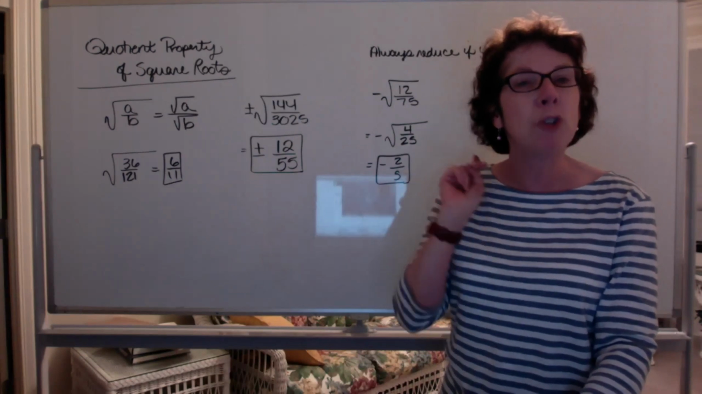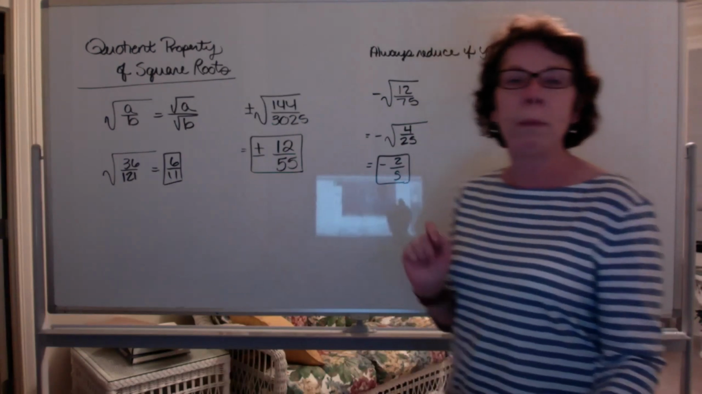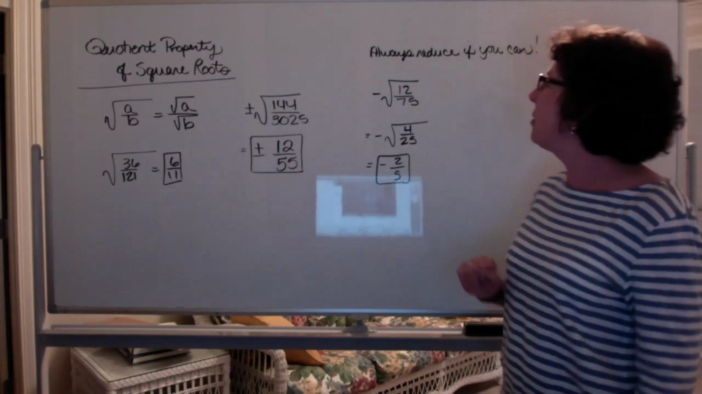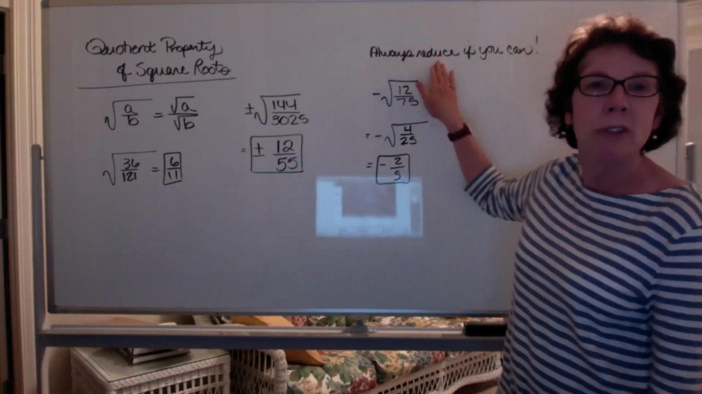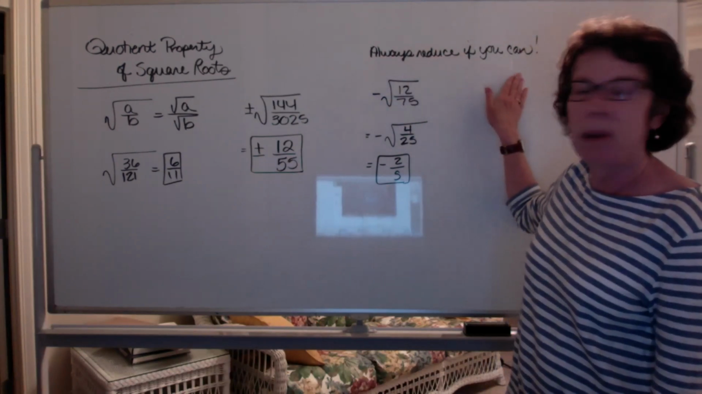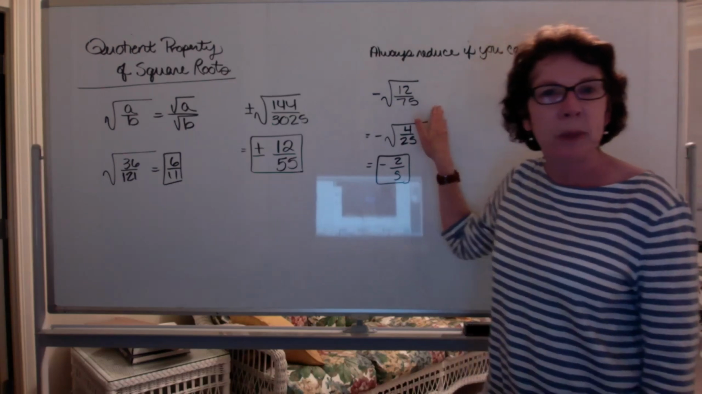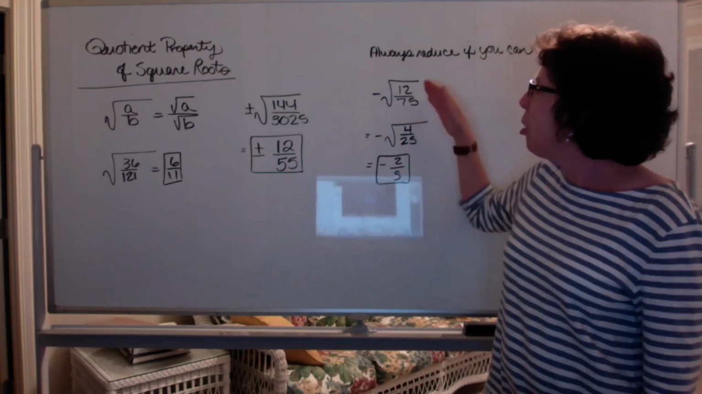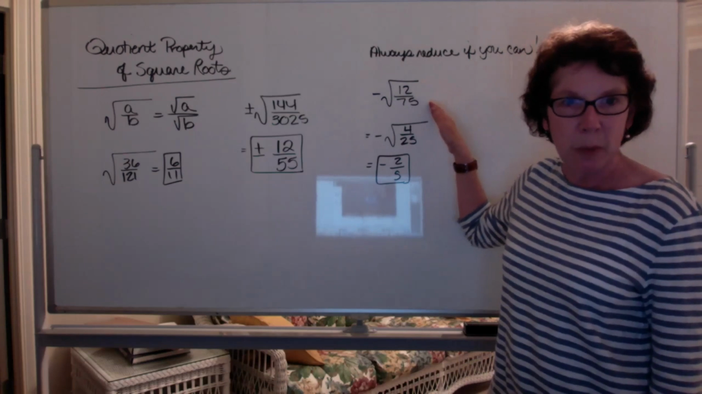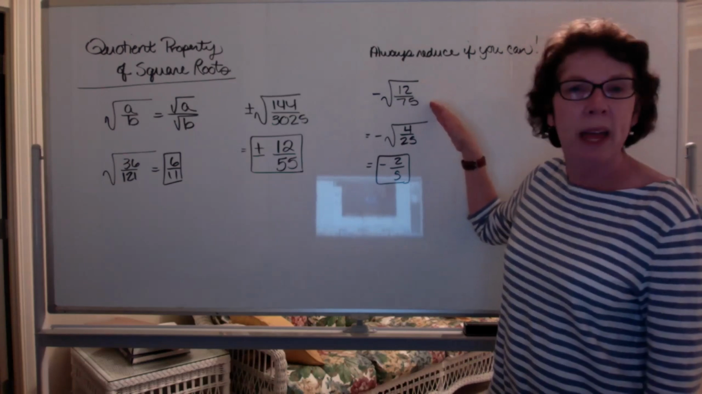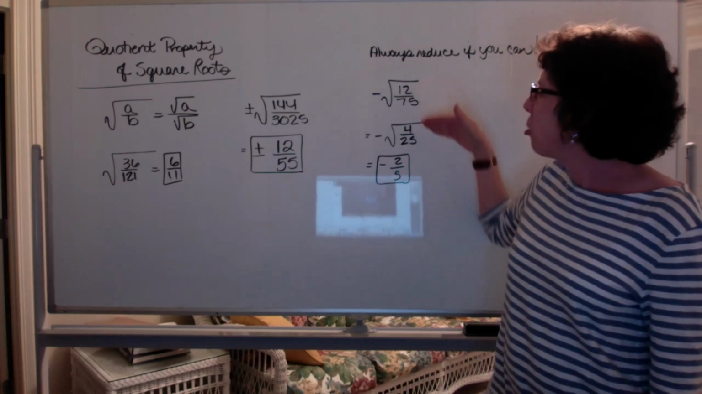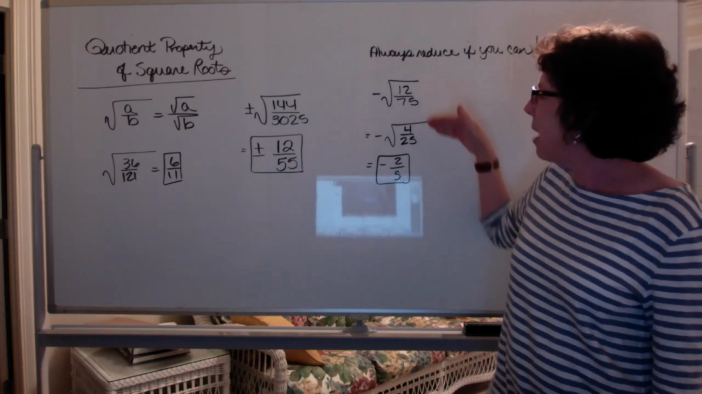Well, let me tell you what you always should do before you give up on a problem like this. Always reduce the fraction if you can. Can 12/75 be reduced? Absolutely. Numerator and denominator are divisible by 3. So let's go ahead and do that. Divide 12 by 3, I get 4. Divide 75 by 3, I get 25.